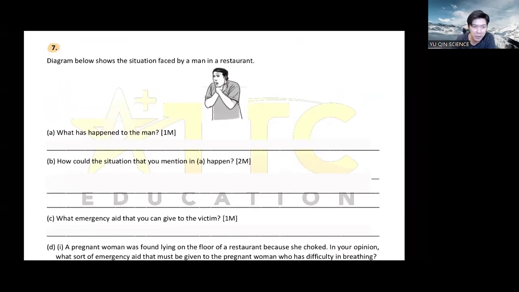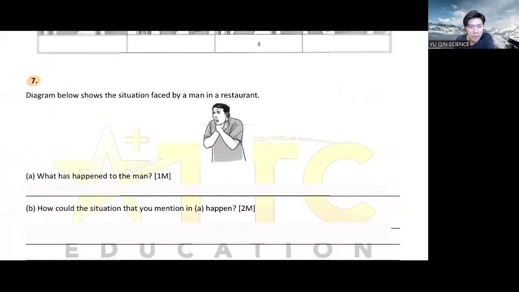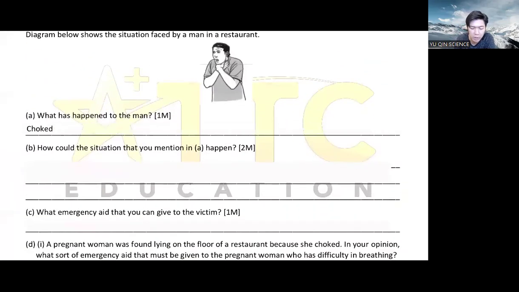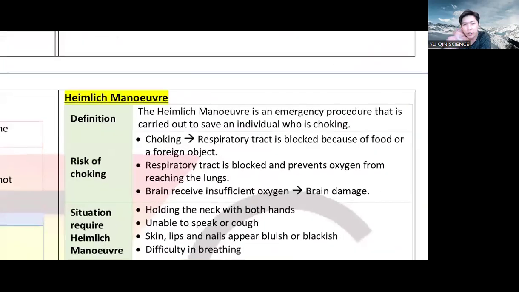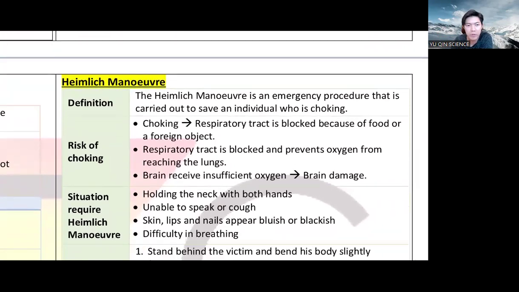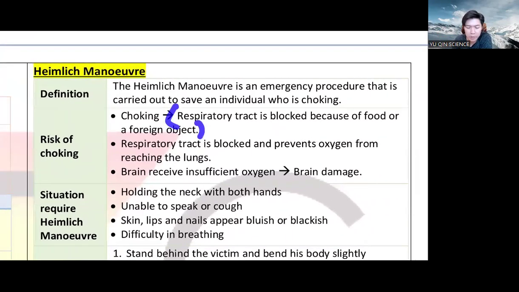Number 1, very simple. The man is choking, obviously, right? He's not killing himself. He is choking. Okay, how could the situation in A happen? Why does someone choke? It's actually from the syllabus. It's not a logical-thinking answer, okay? It's definitely from your syllabus. Choking is when your respiratory tract is blocked because of an object.